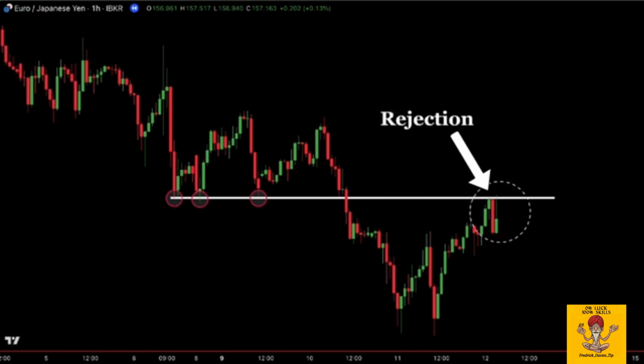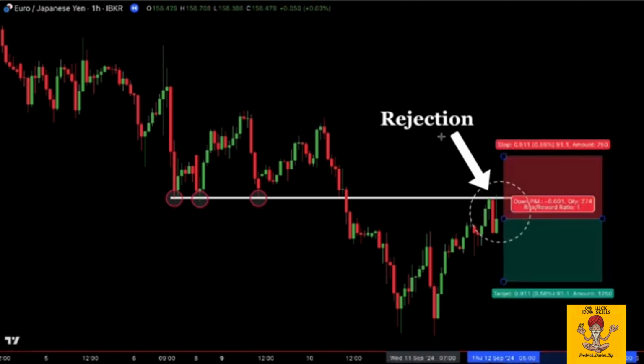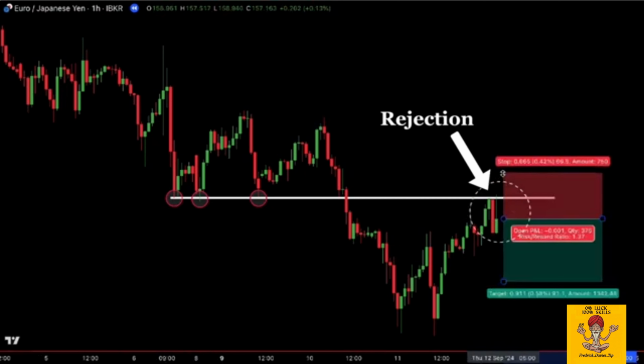If price rejects the level with strong price action patterns like pin bars, engulfing candles, or multiple wick rejections, it signals that sellers are stepping in to push price lower. Once rejection is confirmed, you enter a sell position, placing your stop loss above the retest level for protection.